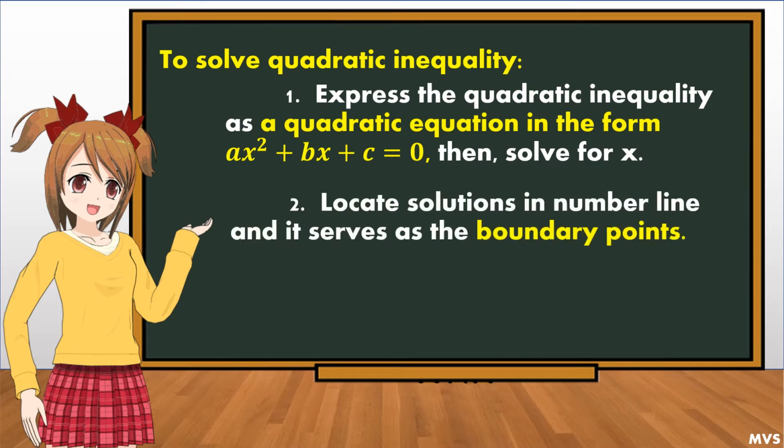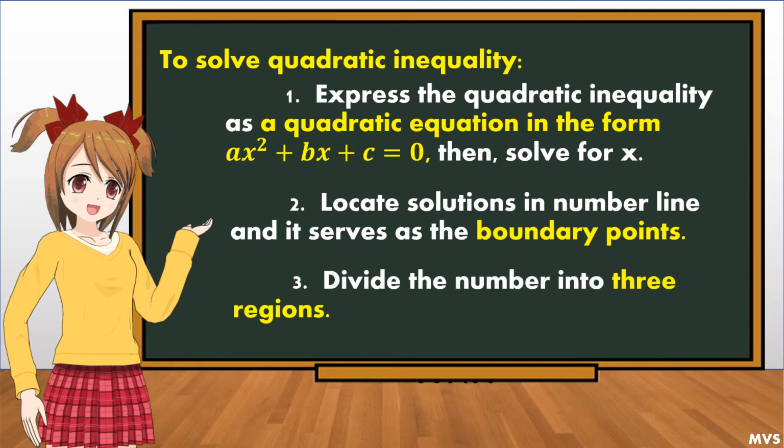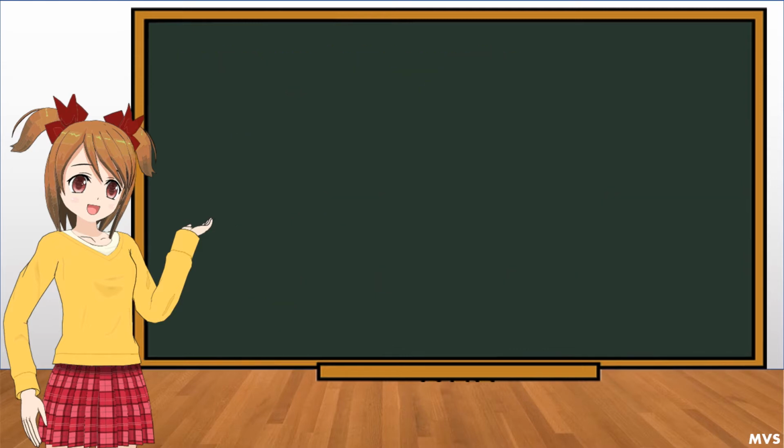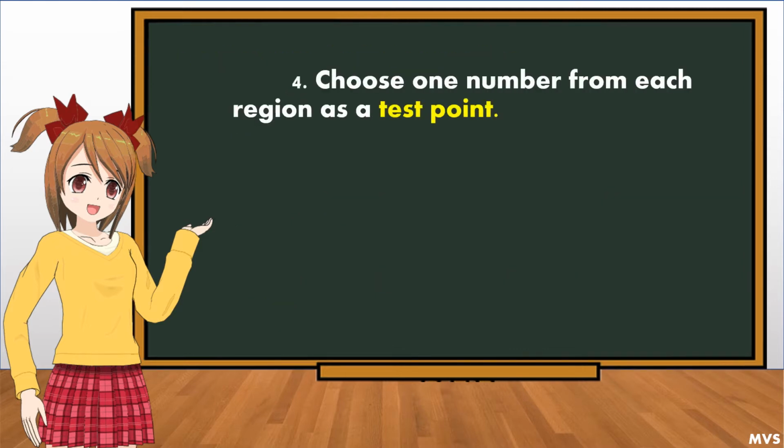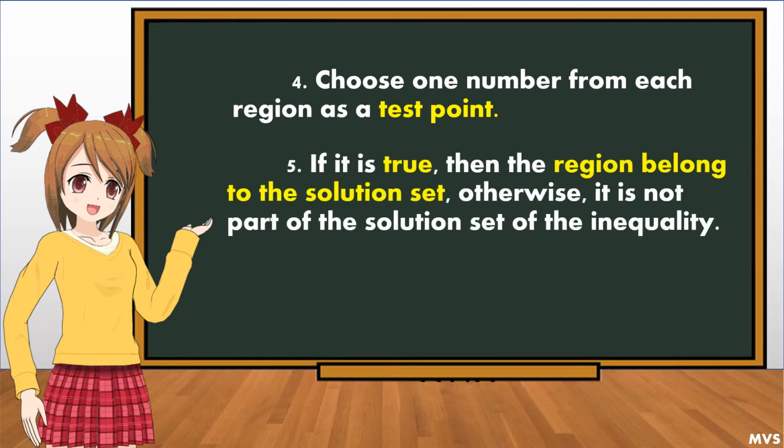2. Locate solutions in number line and it serves as the boundary points. Number 3. Divide the number line into 3 regions. 4. Choose one number from each region as a test point. And number 5. If it is true, then the region belongs to the solution set. Otherwise, it is not part of the solution set of the inequality.